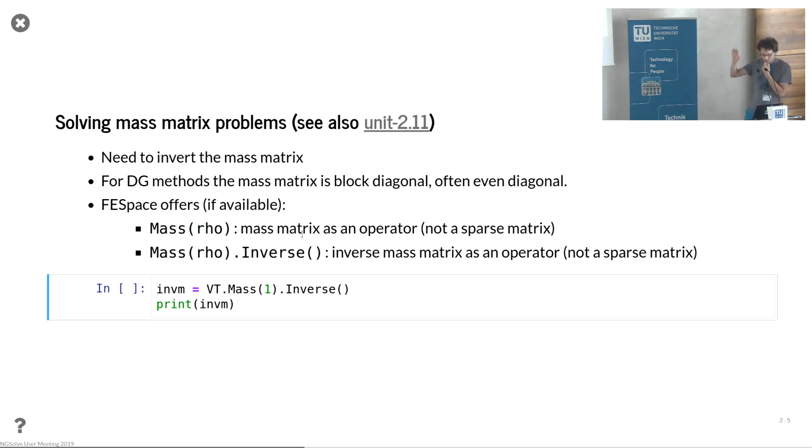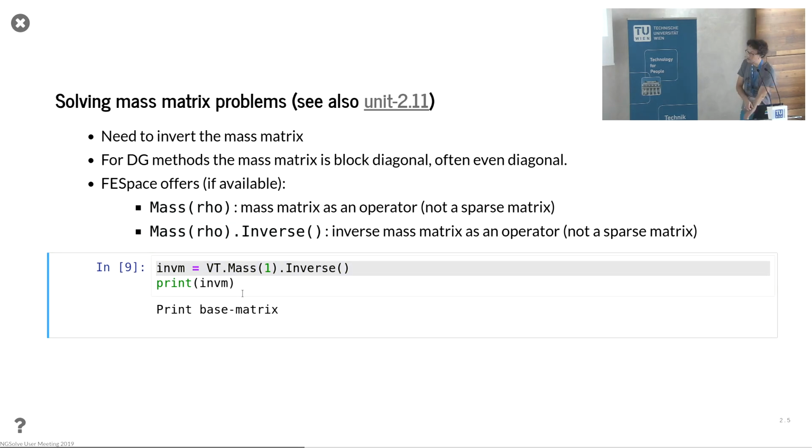Then for the explicit scheme, we also need the inverse of the mass matrix. And as for DG spaces, this is a very cheap operation because we have block diagonal matrices. There are special operations in NGSolve. So if you have a DG space, you can have the mass matrix operation and the inverse mass operation, as we saw before, just by calling those here. And again, the inv m is not a sparse matrix. It's just a base matrix which implements this operation of the matrix vector multiplication.